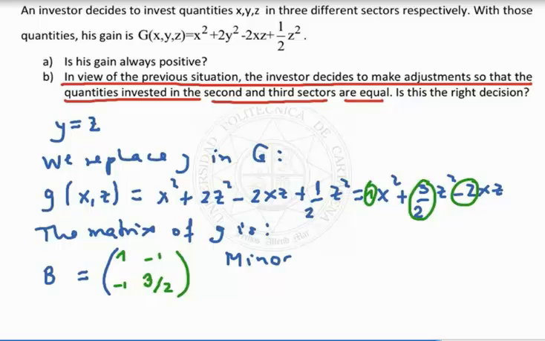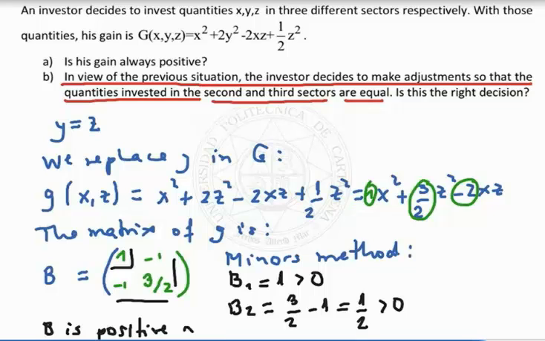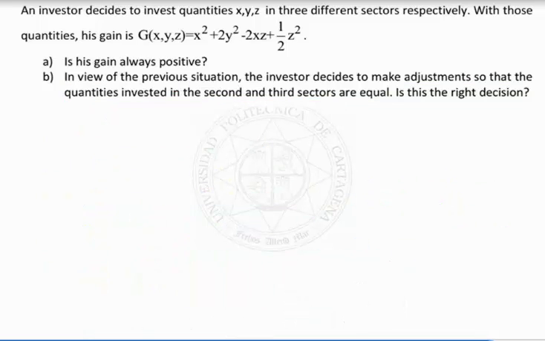Now, by doing the same as before and using the minors method, we get that the first minor is 1, which is larger than 0. And by doing the determinant of the second minor, which is B2, we have that 5 over 2 minus 1 is 3 over 2, which is greater than 0. What we can see is there was an error in the calculation, so what in the video is 3 over 2 is actually 5 over 2. With this minors method, we can see that B is positive definite.